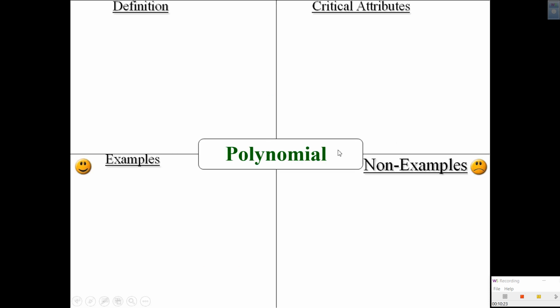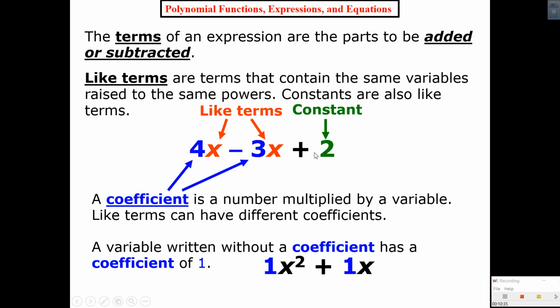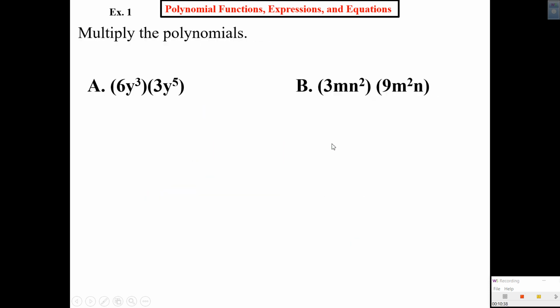All right, how'd you do? Did you write monomials or sum or difference of monomials? A little bit better, yes? All right, some of you wrote expressions, many parts, yes? Something like that? All right, so did we cover the terms? Yes? All right, let's get straight at it.